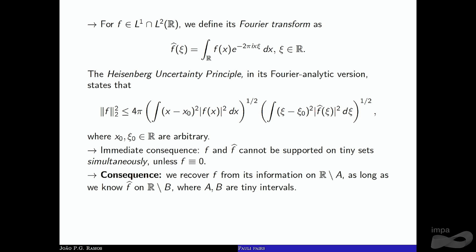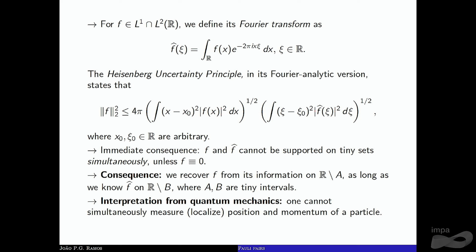So a consequence of that is that we can recover any function in L2 as long as we're given information on it outside of a tiny interval, A, and information on its Fourier transform outside another tiny interval, B, right? So that is another way to reinterpret what is being said here.